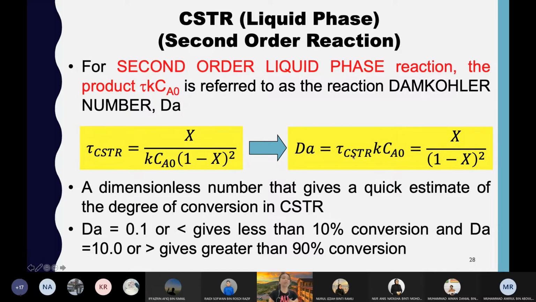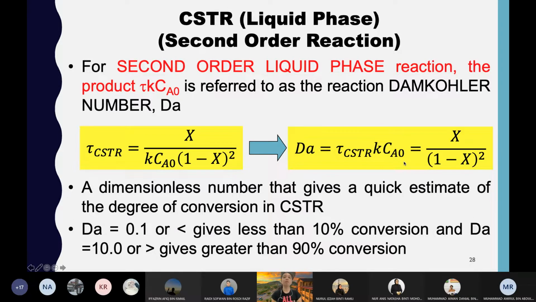Tetapi don't forget, the Damkohler number ni sekarang ada 3: space time, K, CA0. Okay, so now I have more parameters that I can manipulate. Kalau tadi saya hanya boleh manipulate volume, volumetric flow rate, inlet volumetric flow rate dengan K kan, K melalui temperature kan. One more thing sekarang yang saya boleh manipulate adalah CA0. So kalau second order reaction liquid CSTR, I can also manipulate CA0. Maksudnya kalau saya nak Damkohler number tinggi, I have to increase the concentration of your A initially.